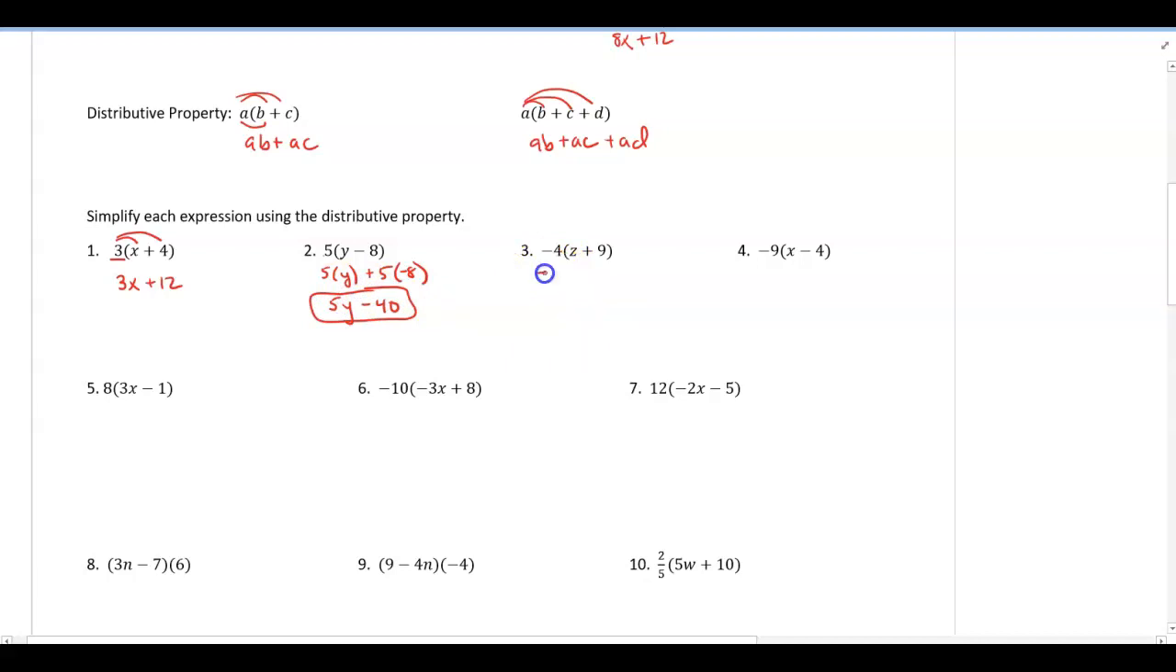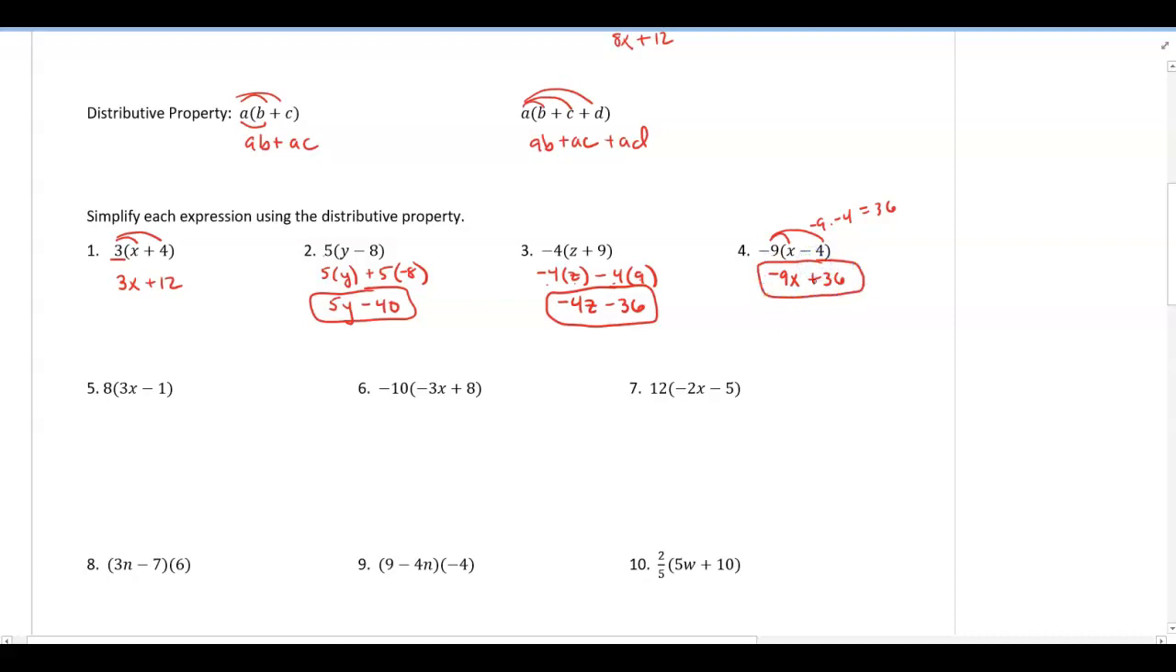Here we're going to do negative 4 times z, and then minus 4 times 9. So negative 4 times z is negative 4z. Negative 4 times 9 is negative 36, so we subtract it. Here, negative 9 times x would be negative 9x. Negative 9 times negative 4 would be 36, so it's going to be plus 36.